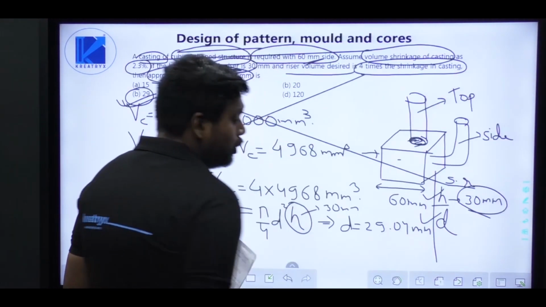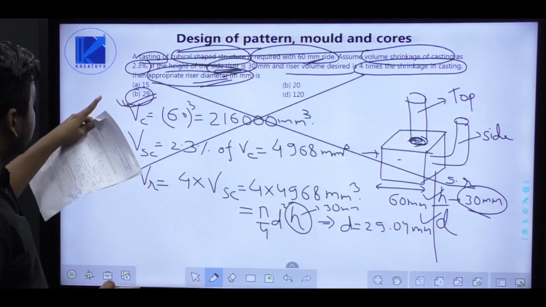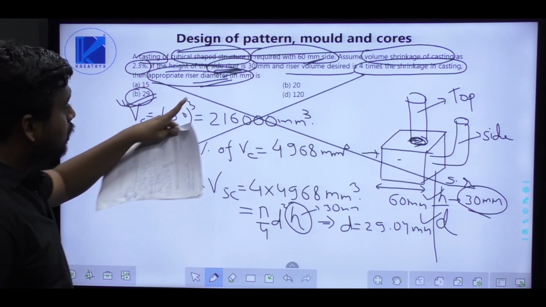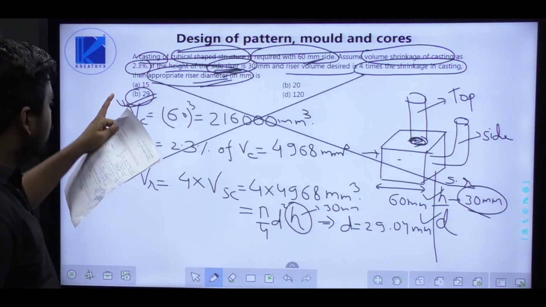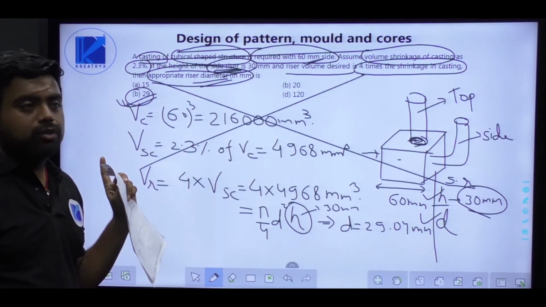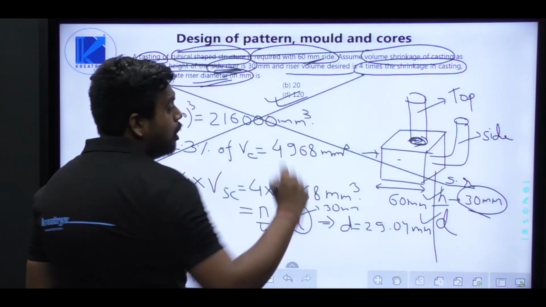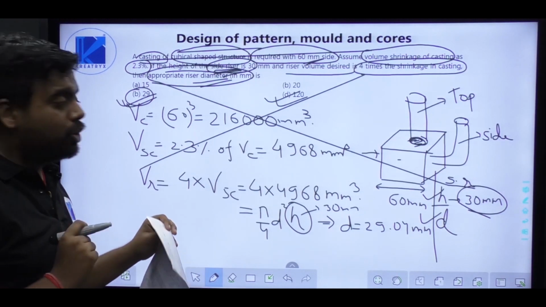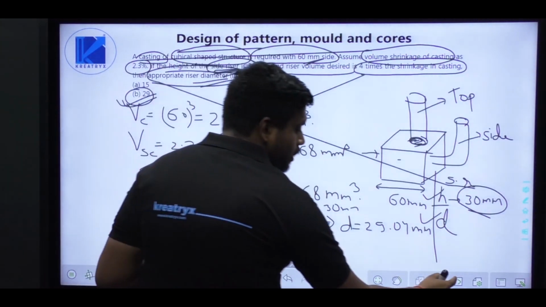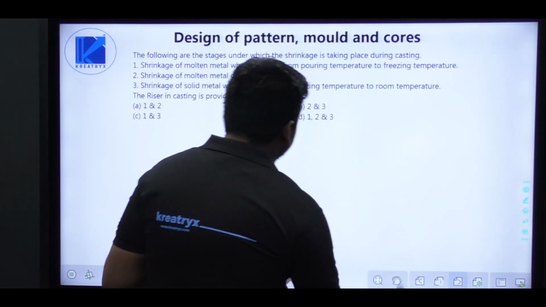If we look at the options available now, 15 is not greater than 120, 20 is also not greater than 120, 29 is also not greater than 120. So the right answer to this question is option D, that is 120 mm. Now I will move to the next question.